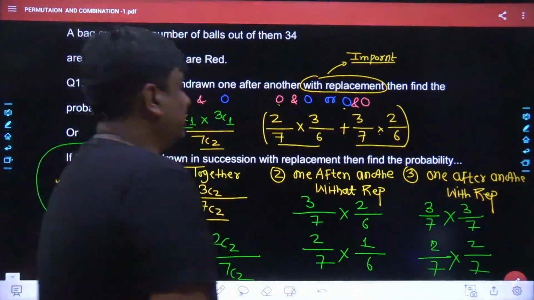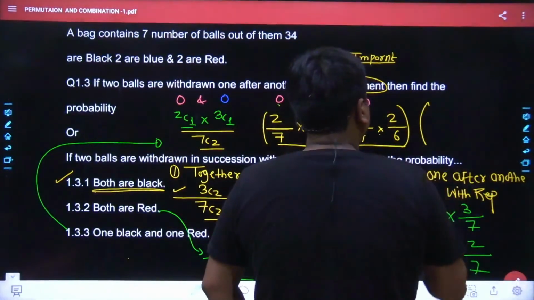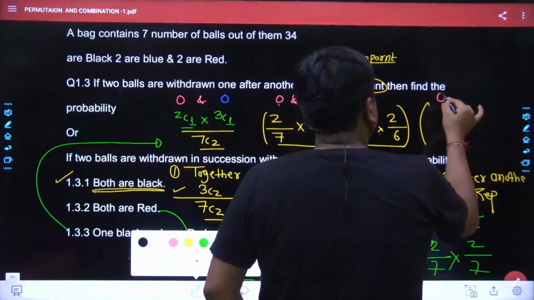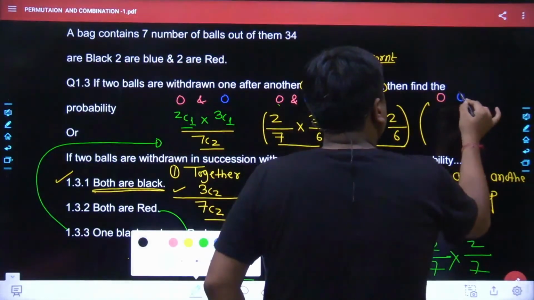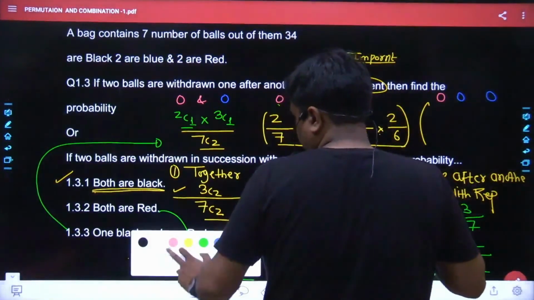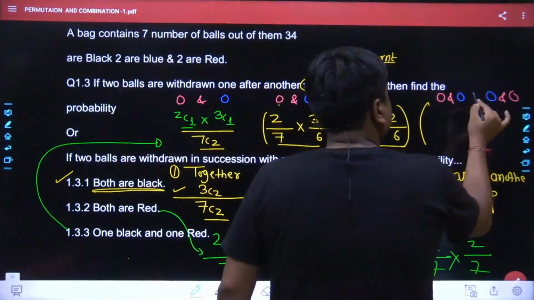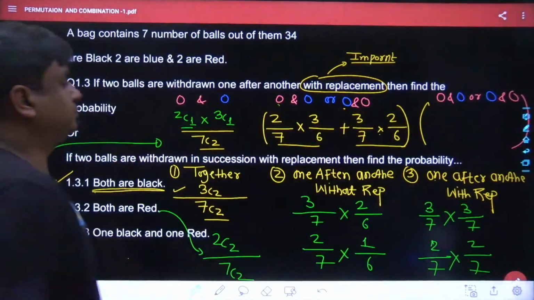In the same sequence, let me move forward to one after another with replacement. So what happens? There could be 2 different situations. The first ball taken out is red and the second ball taken out is black. Or the first ball is black and the second ball is red. Here the AND comes, and here the OR comes.